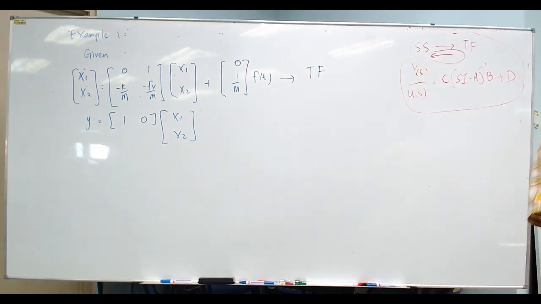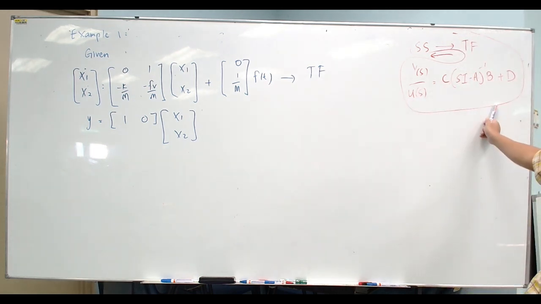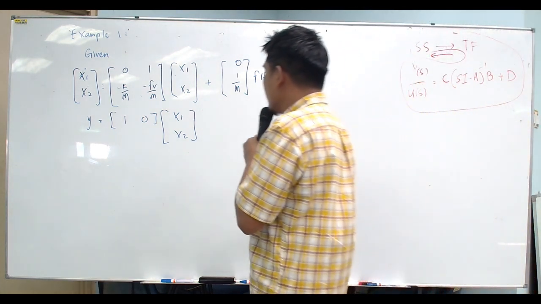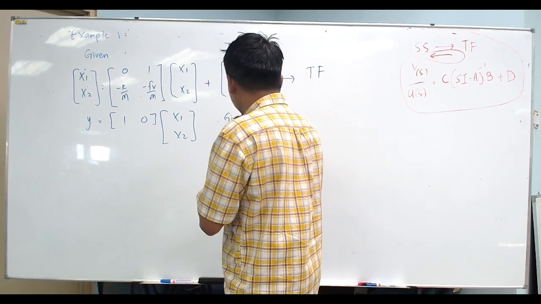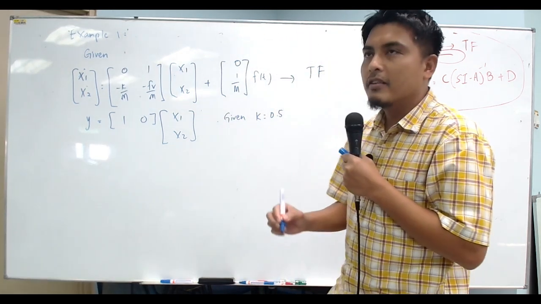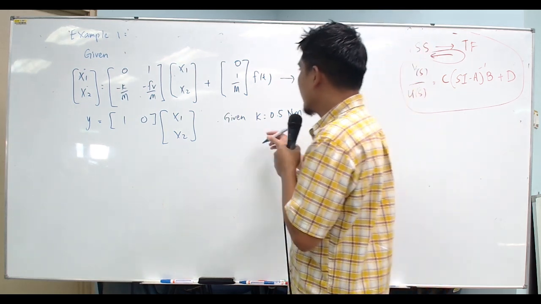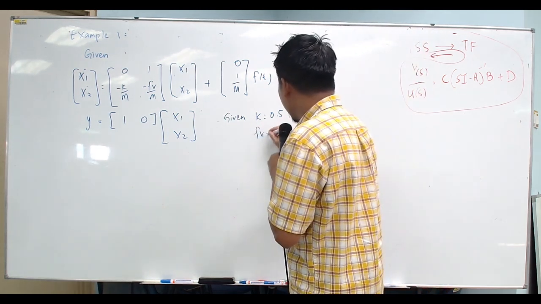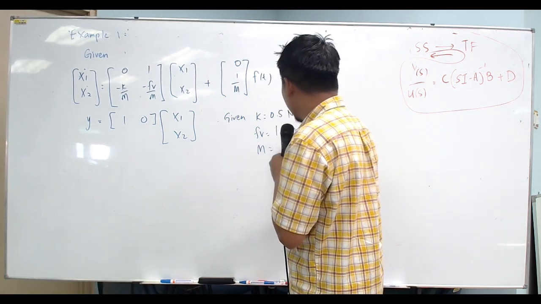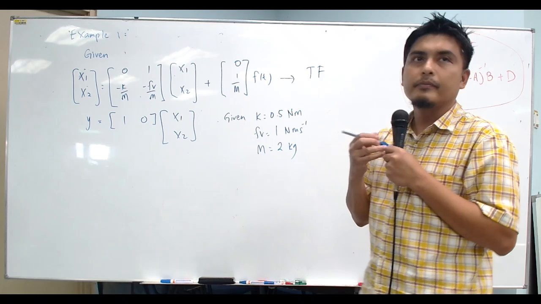So in order to get the stability of the system, you need to convert to the transfer function. You must use this formula. But in this case, I give you K equal to 0.5, the spring unit Newton per meter, FV equal to 1, and M equal to 2 kg. Example.